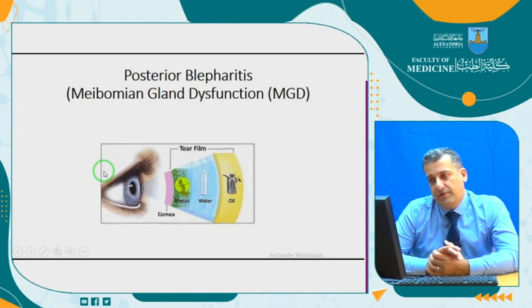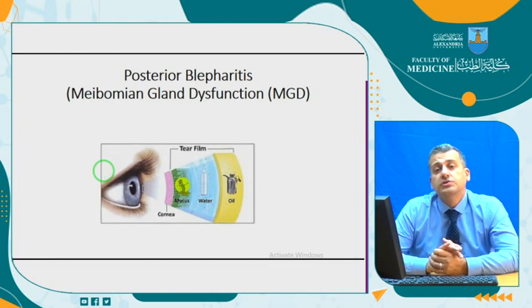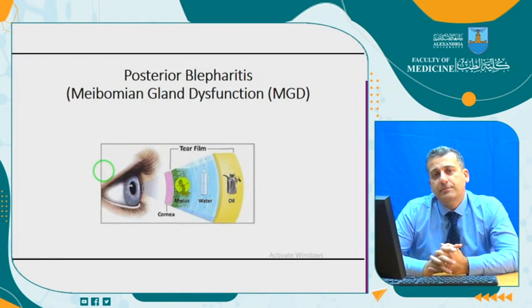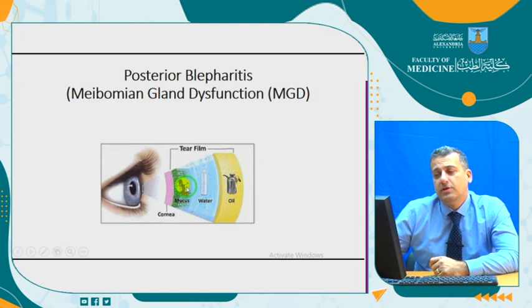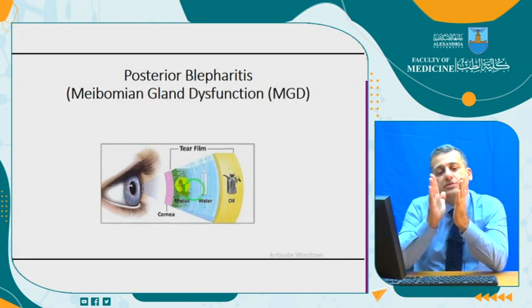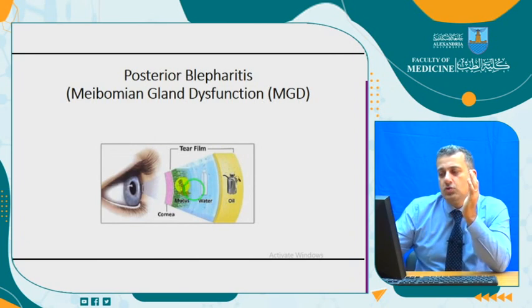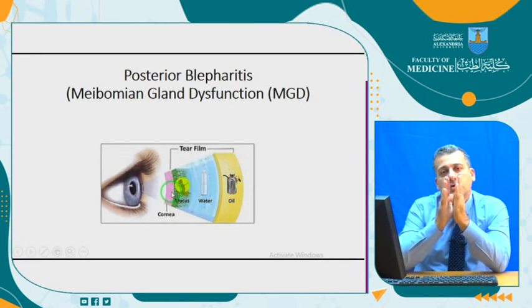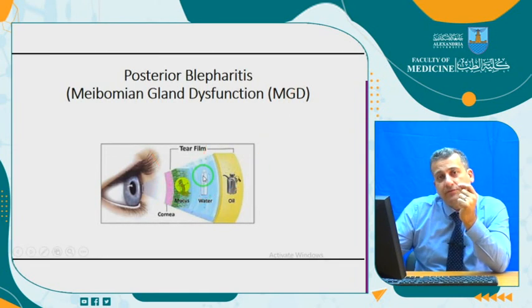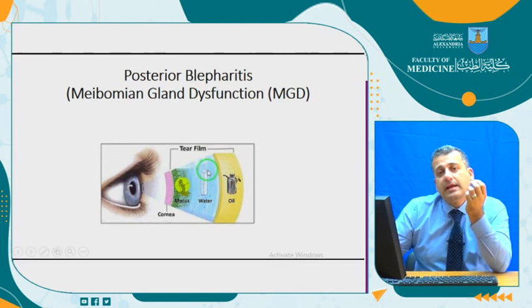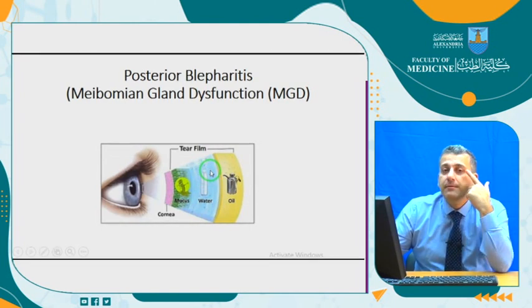What about posterior blepharitis? Before we start, posterior blepharitis is also called meibomian gland dysfunction, or MGD. We have to know the tear film is present in the form of 3 layers. The first layer is a mucus-like layer, secreted by the goblet cells present around the limbus and in the conjunctiva. This mucin helps to adhere to the corneal surface. So this is the cornea, and mucin adheres to the corneal surface. Above this mucin there is the water part of the tear film. This is secreted by the accessory lacrimal glands, and in case of crying, by the main lacrimal gland present in the upper lateral part of the orbit.